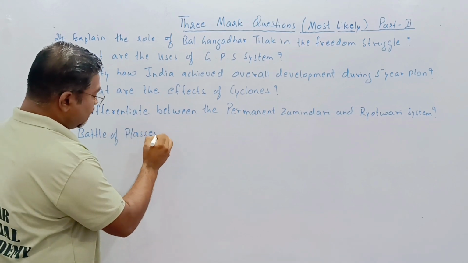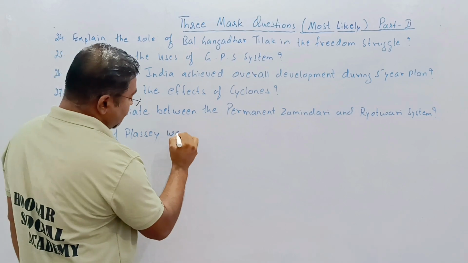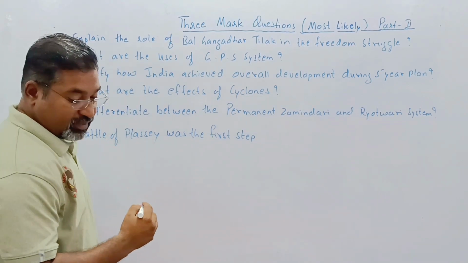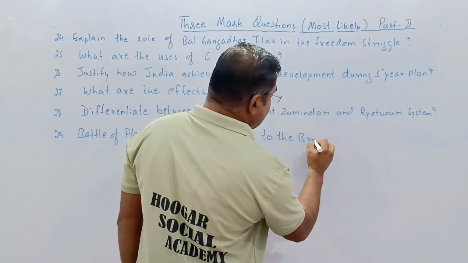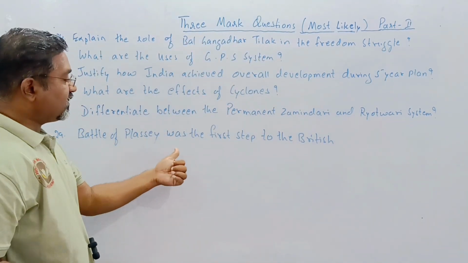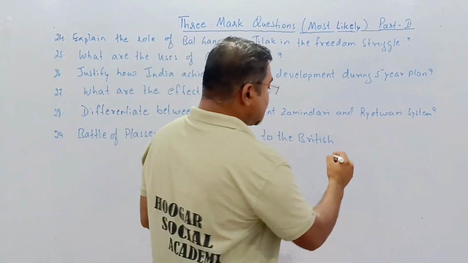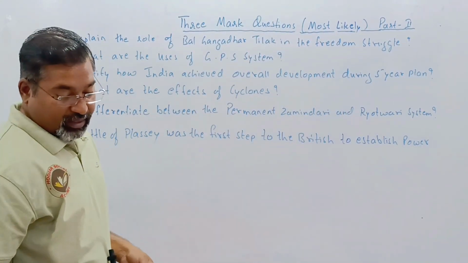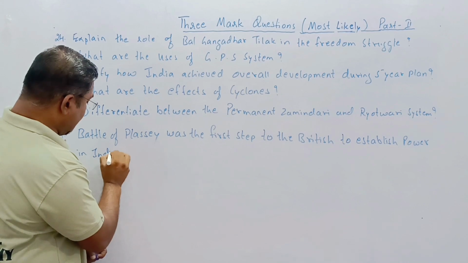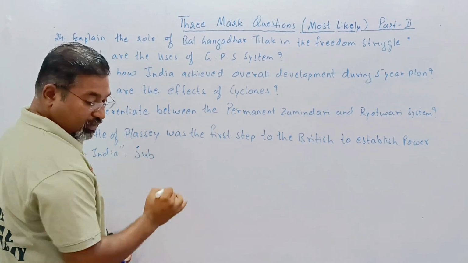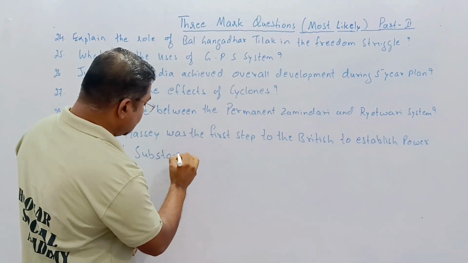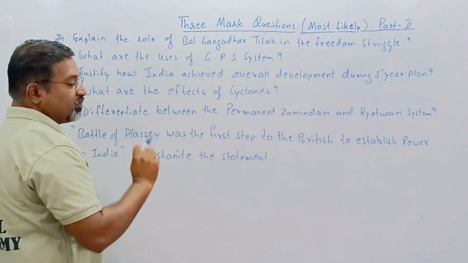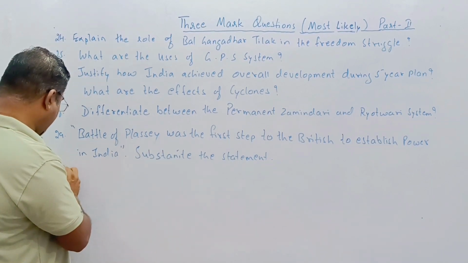Battle of Plassey was the first step to the British to establish power in India. What you are going to do? You are going to substantiate the statement. The statement is about the Battle of Plassey being the first step to the British to establish power in India. This is the question.